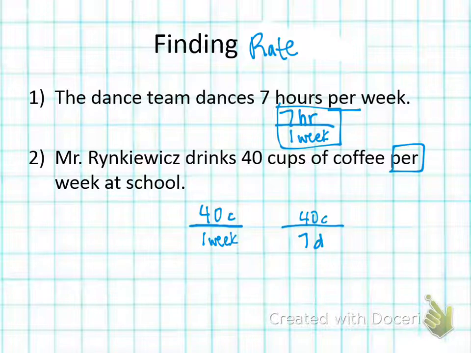Well, it says week at school. It says at school. Oh, nice. Way to go, kiddos. 5 days, right? Which is now worse. So let's think about 40 cups of coffee over 5 days. Can we reduce that fraction? Yes. So our ratio really is going to be what over what? 8 cups over 1 day, right?